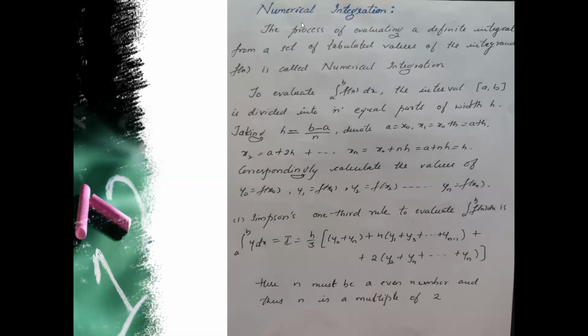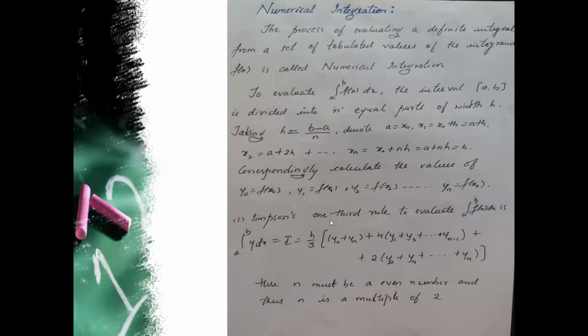So why do we call this numerical integration? Because we will not integrate the function given here. Without integrating the function, we obtain the value of this definite integral. That is what the basis of numerical integration is. Whenever the integrands are difficult to evaluate, difficult to integrate, then we can go for numerical integration. So let us study Simpson's one-third rule to evaluate the integration.